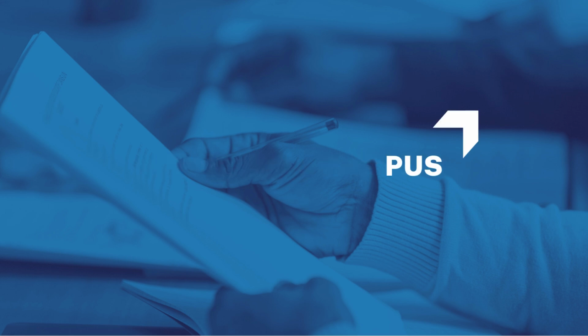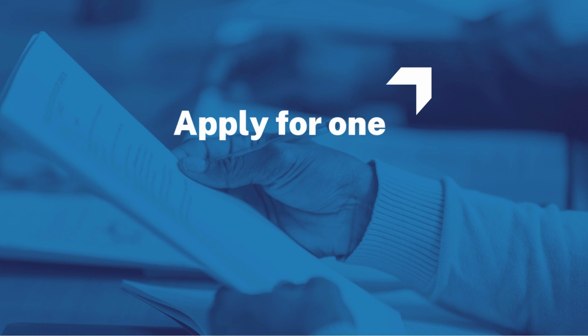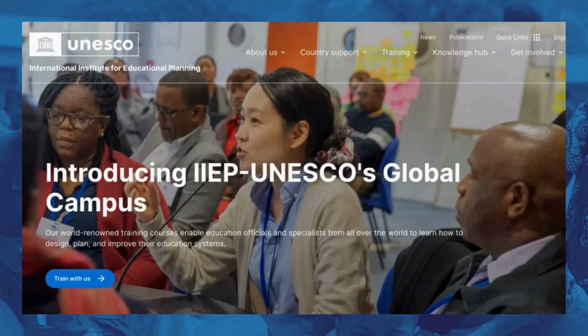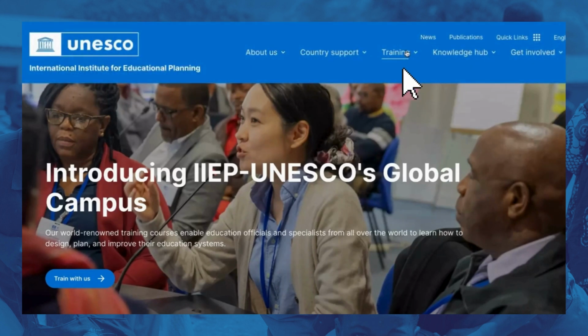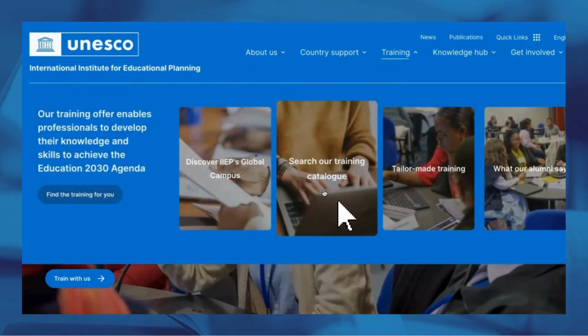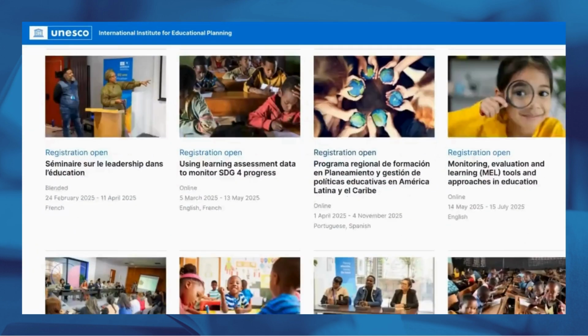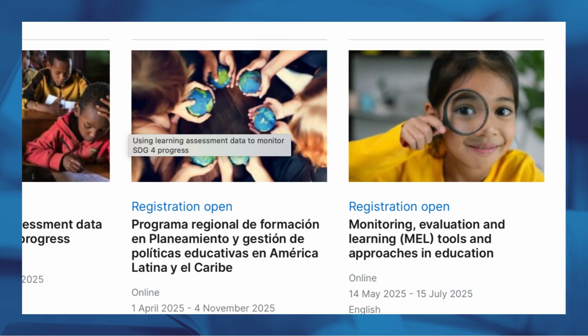In this video, we will guide you through the easiest way to apply for one of our courses. First, go to the menu bar at the top of our website. Click on Training, and then click on Search Our Training Catalog. Here you will find all our available courses. Choose the one that best suits your needs and click on it.